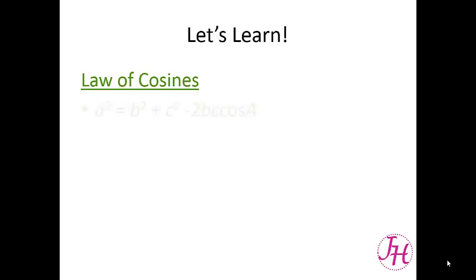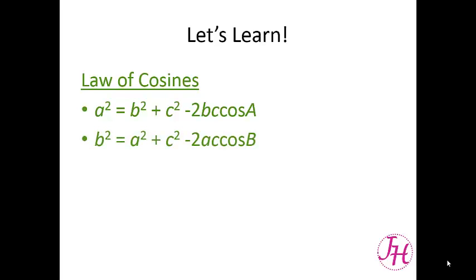Remember that our law of cosines is a squared equals b squared plus c squared minus 2bc cosine A, or you can rewrite it for a different side: b squared equals a squared plus c squared minus 2ac cosine angle B. Remember that the side you're trying to solve for has to be across from the angle that you're using for the cosine. And then you have your third version where you're looking at side c.